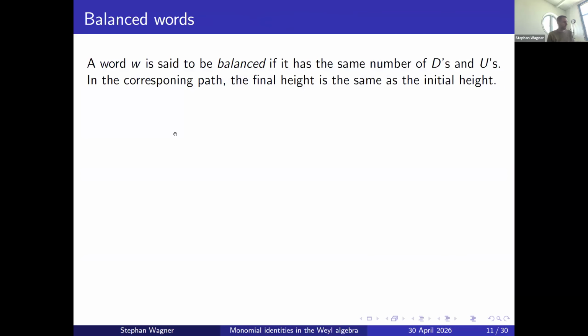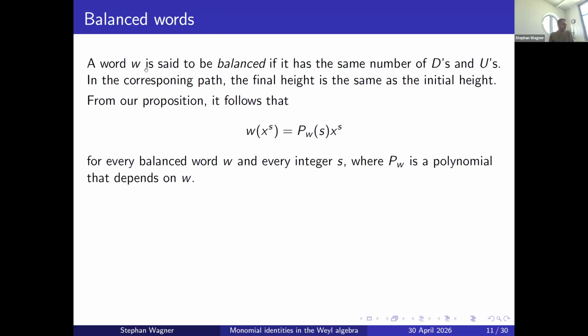For some further characterizations, we need a few more notions. Specifically, we'll talk about balanced words. A word is said to be balanced if it has the same number of D's and U's, so that in the corresponding path, the final height is the same as the initial height. You go as many times up as you go down. Then from our proposition, it follows, as we saw, that for a balanced word, the exponent at the end is the same as at the beginning. And I gain some factor that depends on the word, but is a polynomial in s, certainly.